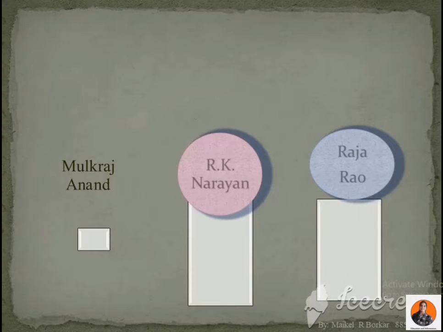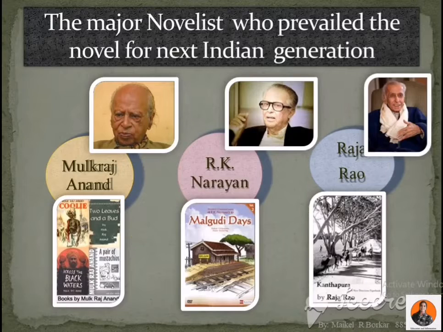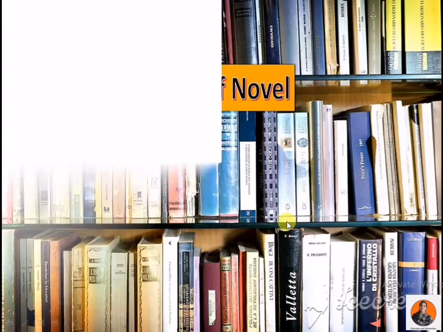These are the three pillars of Indian novelists: Mulk Raj Anand, R.K. Narayan and Raja Rao. These three major novelists prepared the novel for the next Indian generation. Mulk Raj Anand's Coolie, R.K. Narayan's very famous series and novels like Malgudi Days, and Raja Rao's Kanthapura are widely popular in the 20th century and even now.